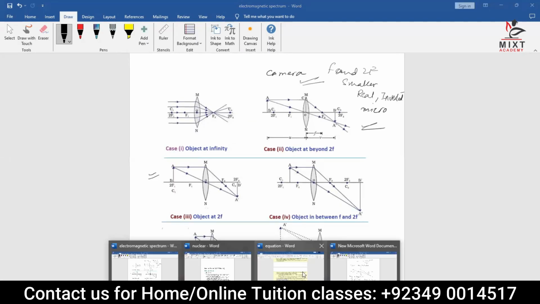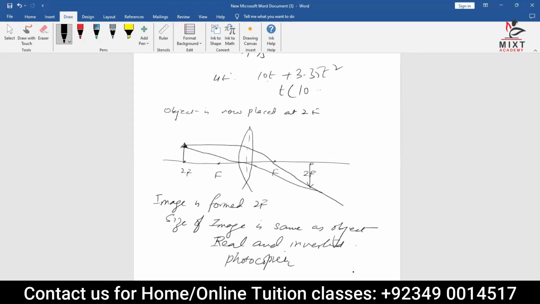Now, guys, one more thing. If I bring the object further close to the lens, what do you expect? Will the size of the image be bigger or smaller if you are bringing the object further close to the lens? Yes, any guess? It will be smaller. No, if you're bringing the object nearer, it will be bigger.